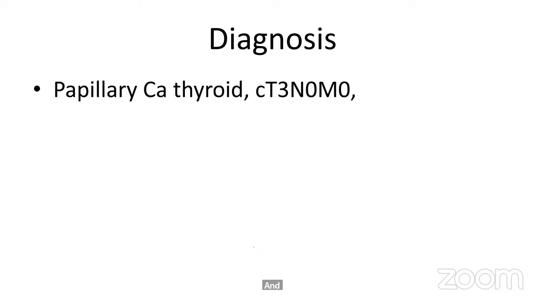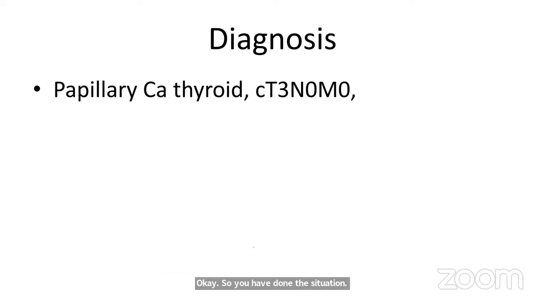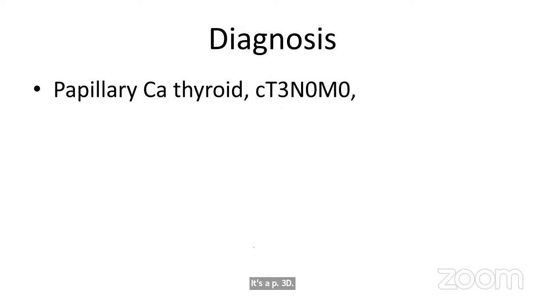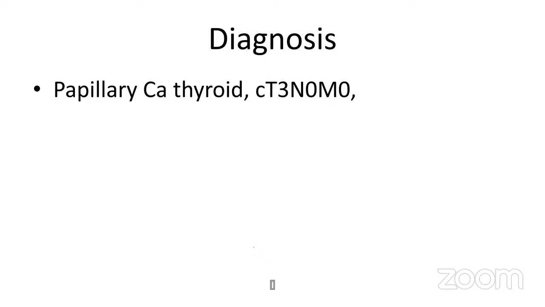Okay, so you have done surgery for this patient. What will you do next after that? It's a T3. We'll have to wait for the histopathological reports, final report, so we can categorize the patient. This is a T3. I said this is a T3 DTC. Yes, it's a T3 disease, sir. It will fall in the intermediate categories, sir.